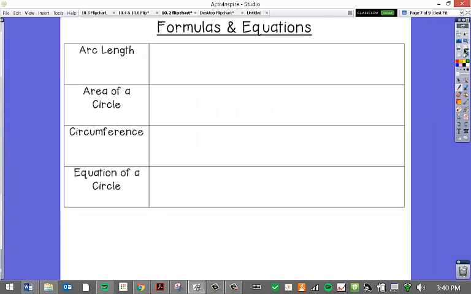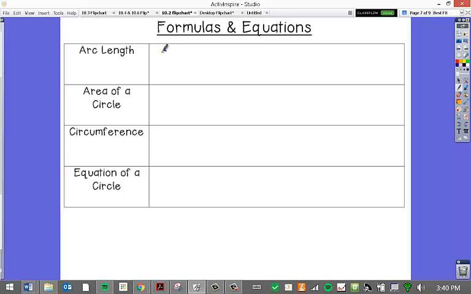Okay, so hop on over to your formulas and equations part. We're going to learn the formula for arc length. So we talked about how there's a difference between arc length and arc measure. Arc length is if you were going to measure the distance between 2 points on a circle. So it would be in inches or feet or miles or yards. It's an actual distance, an actual length.